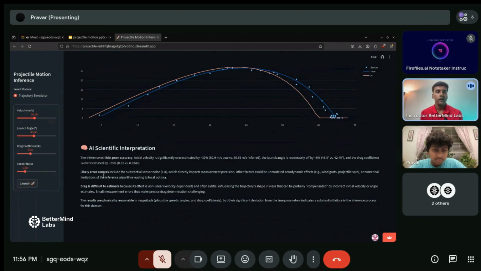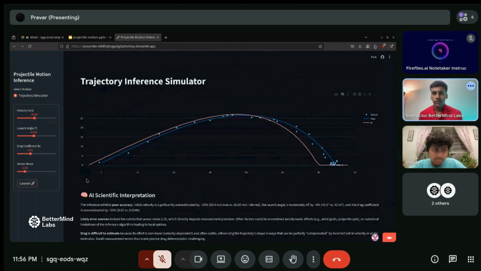Understood. All right. Can you just adjust the parameters a bit and launch it? Yeah, I'll try this.